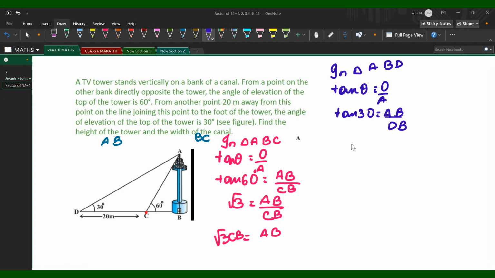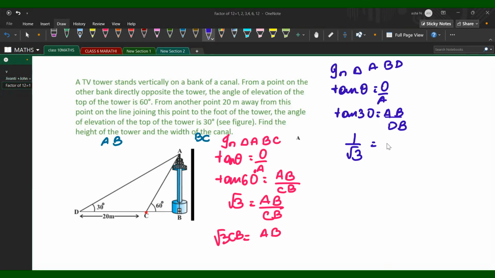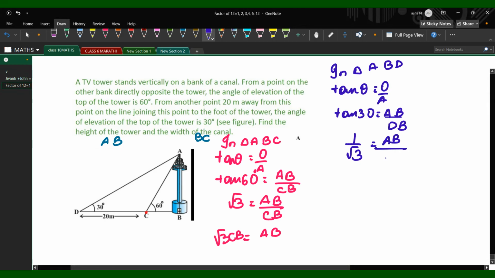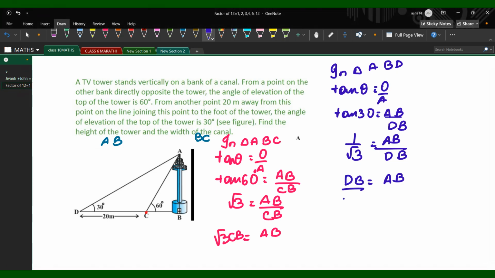So tan 30, as you told me, is 1 upon root 3. AB, we will write AB only for now. DB is DB only for now. So let's write AB on one hand side, which is equal to DB upon root 3. DB upon root 3. Any doubt, any confusion? This we are bringing up like this.